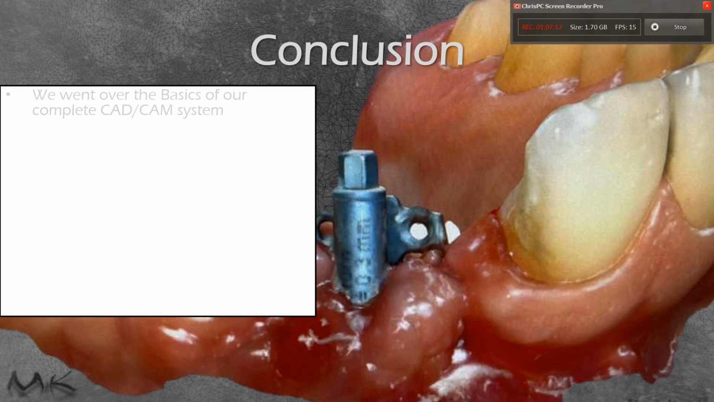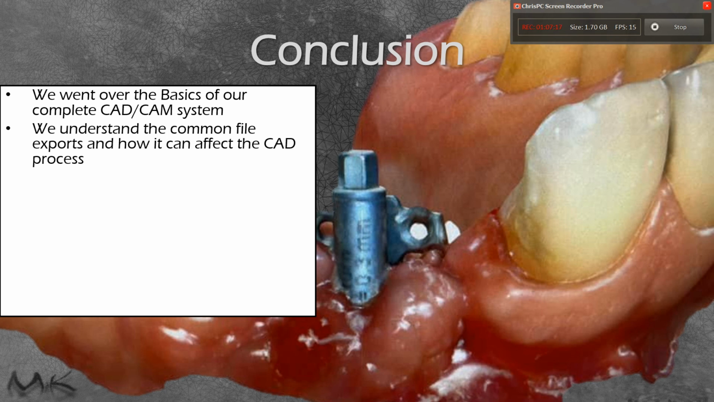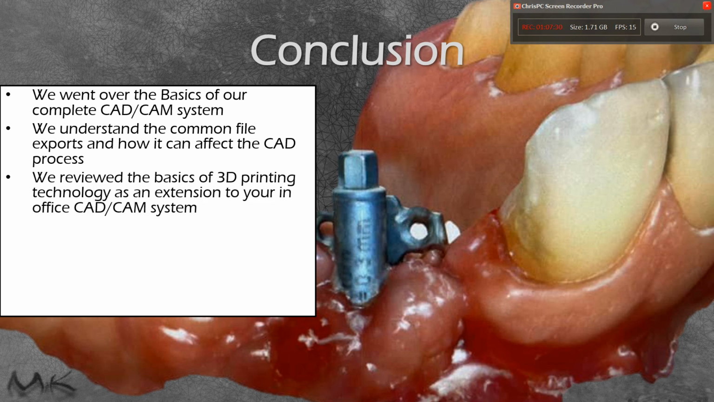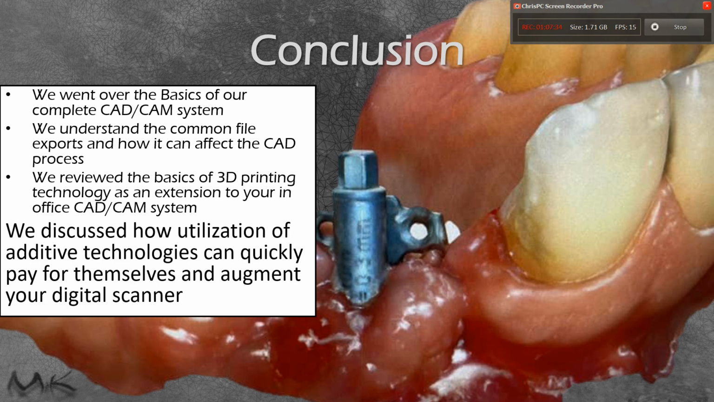So in conclusion, we went over the basics of our complete CAD/CAM system. We understand that computer-aided design and computer-aided manufacturing has common file exports that can affect the CAD and the CAM processes. We reviewed the basics of 3D printing technology as an extension to our in-office CAD/CAM systems. And ultimately, we discussed how the utilization of additive technologies, utilizing different resins, can quickly pay for themselves and augment your digital scanner and take you beyond the milled restoration.